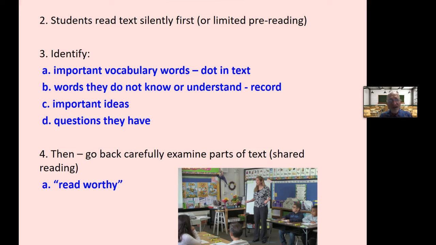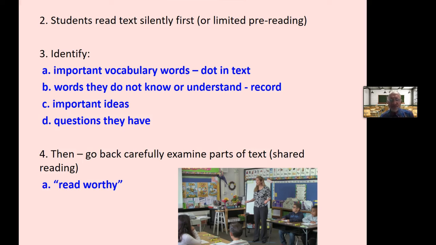As they're reading, you invite them to maybe identify important vocabulary words. They can put a dot, pencil dot in the text. Words they do not know or understand, record on a sheet of paper. Important ideas or questions they might have. You can do any or all of these. Then you go back and carefully examine parts of the text, and you use the same shared reading activity types of questions and activities. And the teacher decides which parts are read worthy or the important parts.